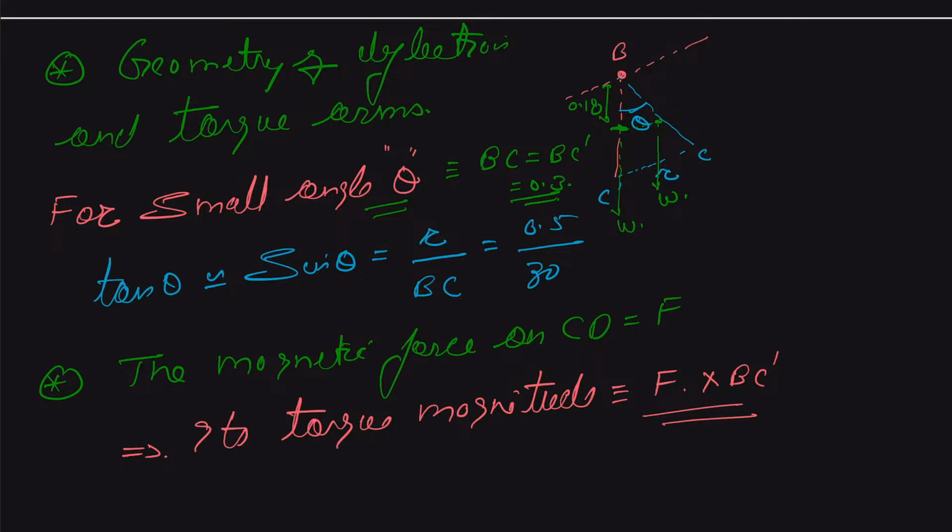Let us call this our P, and this is our P prime. So for small angle theta, we can say that our BP is equal to our BP prime, which will be equal to our 0.18.